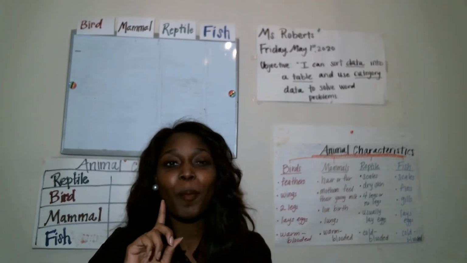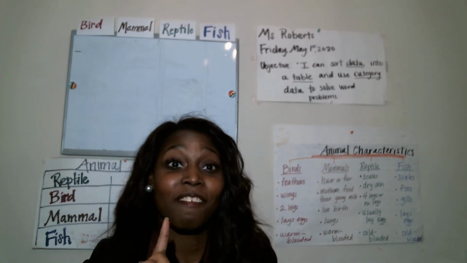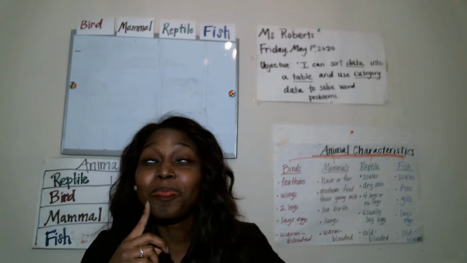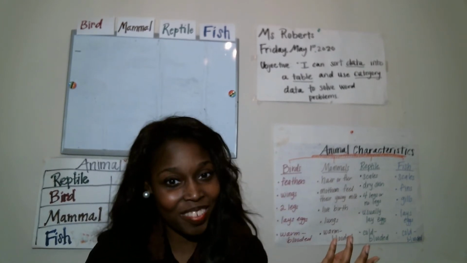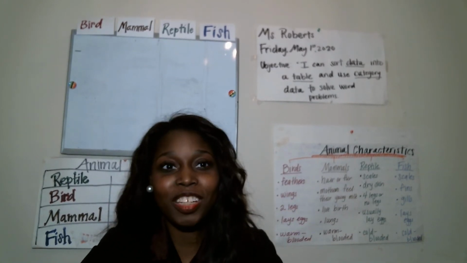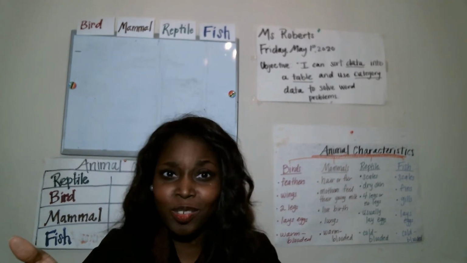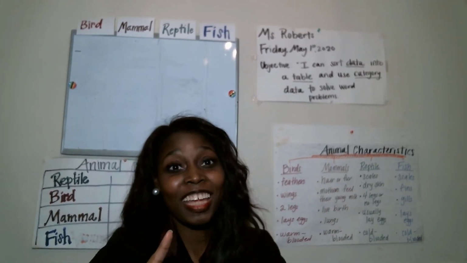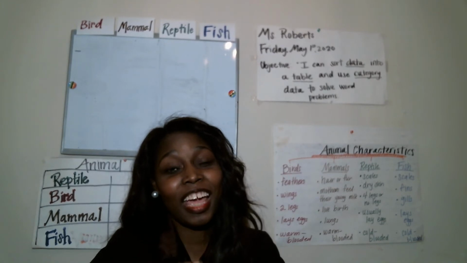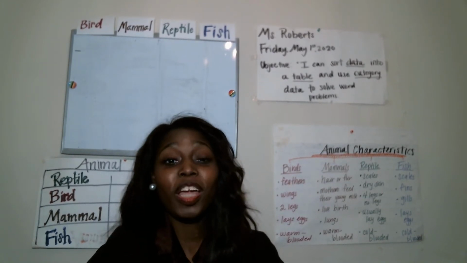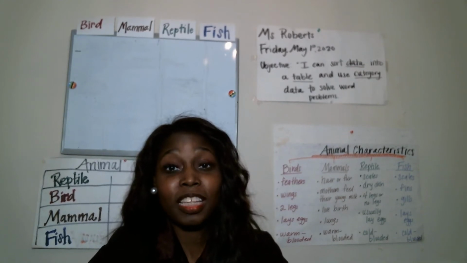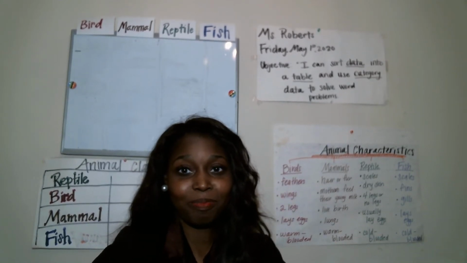Let's do one more. I have fins, gills, scales, and I can swim. Hmm, what do you think I am? That's right, I'm a fish. So, what are the characteristics of a fish? You got it. Fish have gills, fins, scales, and they can swim. We can use this guessing game to represent the concepts of characteristics.